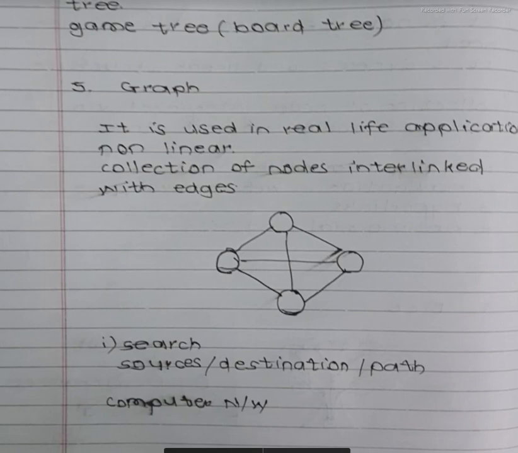Graph is used in real life applications. It is non-linear. Then graph has a collection of nodes interlinked with its edges. So it has search, then sources, destination, path.